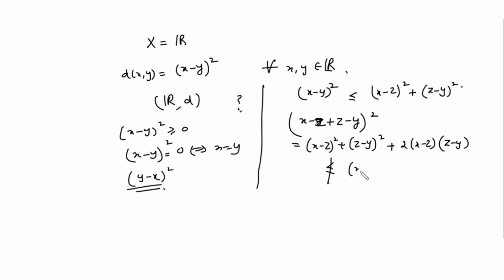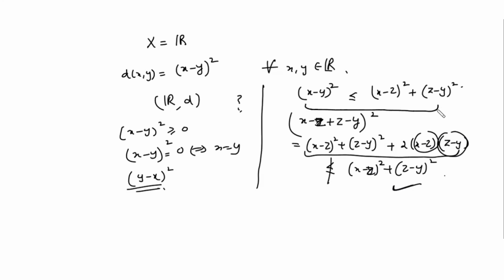Is it always less than this? All of these are positive. Might be some of them become negative, but the positive case is also possible. Is it always true for every real number? Let's suppose x is 5, y is 1 and z is 2. What will happen?